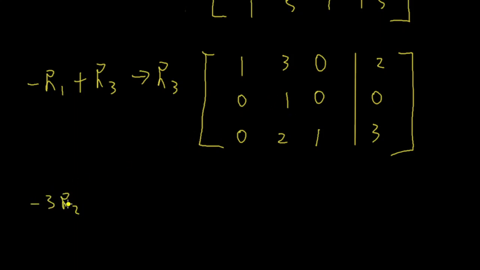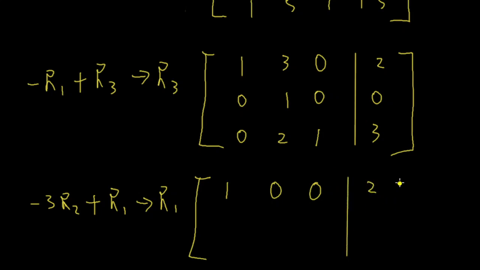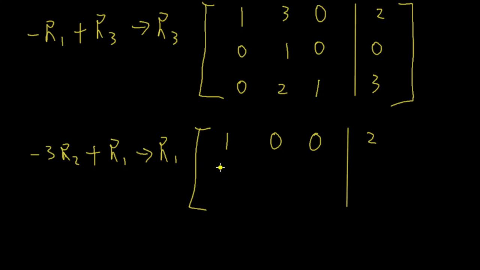-3 times row 2, I add to row 1, and I will replace row 1, right? See how it goes. So row 1 will change. -3 times 0 is 0. 0 plus 1 is still 1, right? -3 times 1 is -3. -3 plus 3 is 0. And -3 times 0 is 0. 0 plus 0 is still 0, right? -3 times 0 here is 0. 0 plus 2 is 2, okay? So that's 2, right? Not changed. And of course, in this operation, row 2 and row 3 will not change.